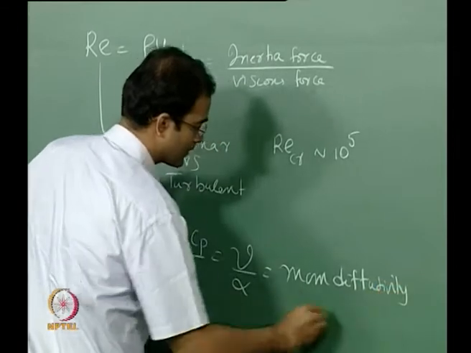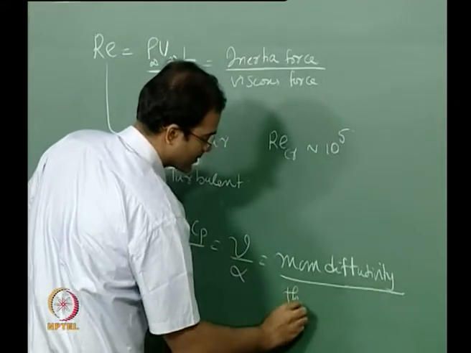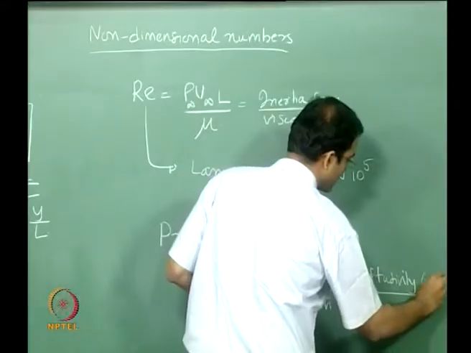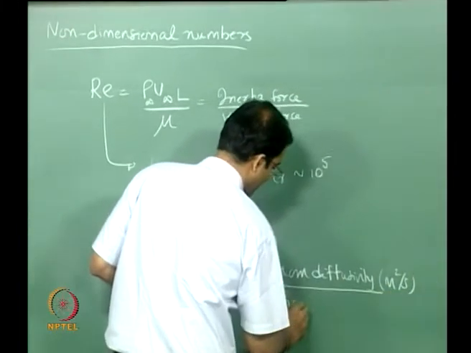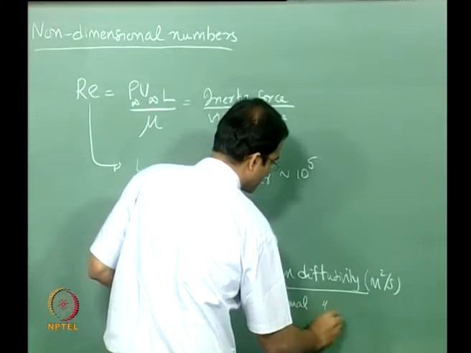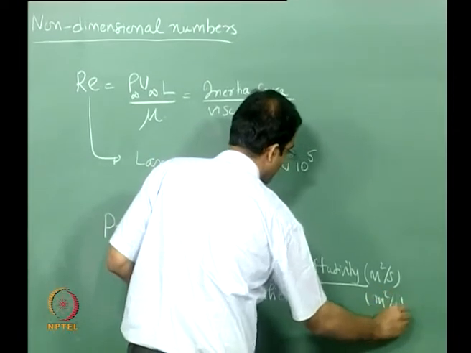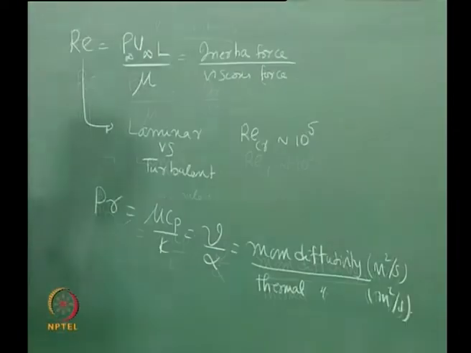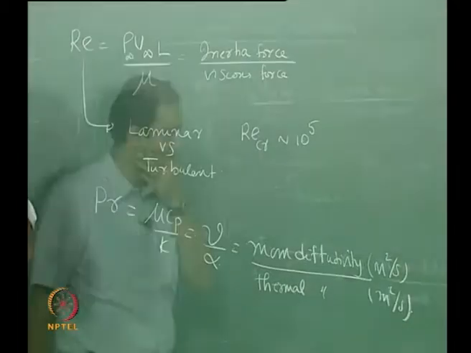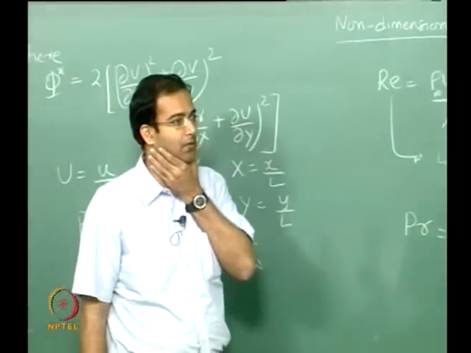So what are the units of diffusivity? Meter square per second. Okay, so now the Prandtl number is a very useful parameter, especially when you have flows with heat transfer.